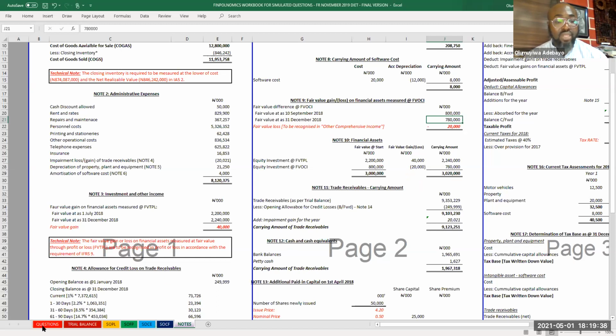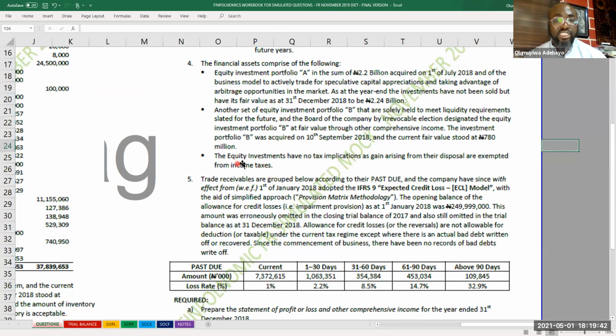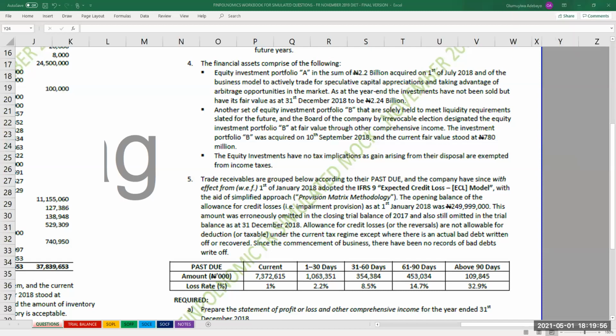Okay. Now the next one is, I want somebody to read this expression and tell me what is the implication. The third one. The equity investments have no tax implications as gain arising from their disposal are exempted from income taxes. What does that mean?